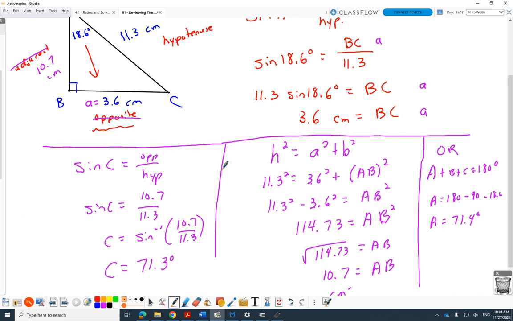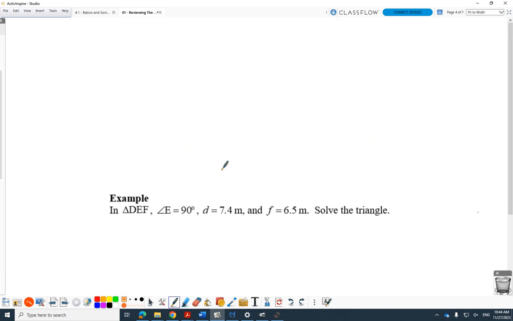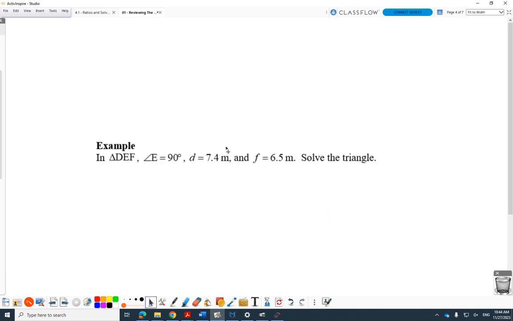I'm just going to do a couple extra problems just to do some other things, just to cover all the bases, okay? Next question. In triangle DEF, angle E is 90. So I need another triangle again.